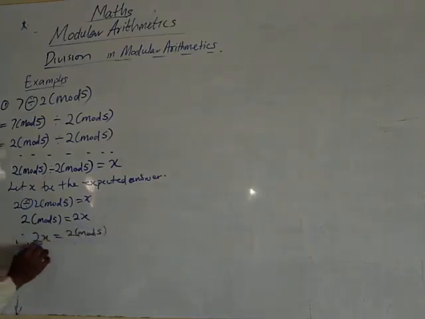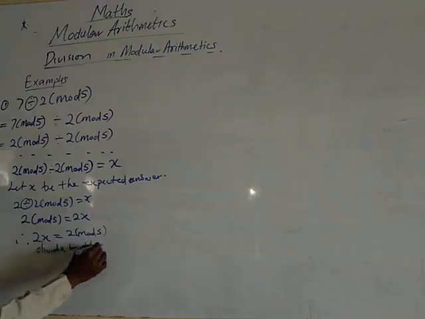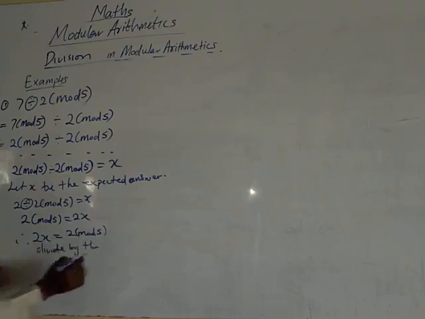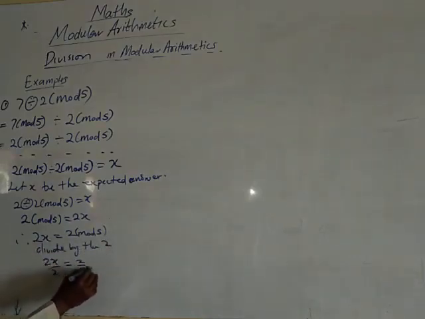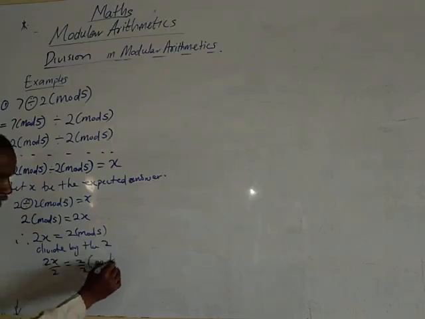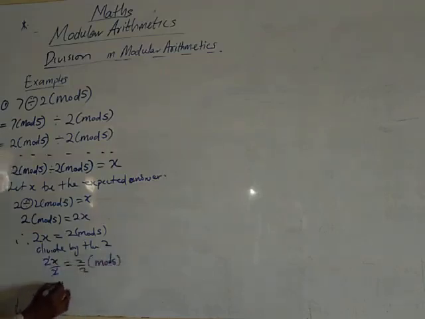So now I can divide both sides by the coefficient of x, which is 2. Now, 2x divided by 2 equals 2 over 2 to mod 5. So 2 cancels 2, we have x. 2 divided by 2, we have 1 mod 5. Which means it would have been possible here, 2 divided by 2, when they can divide each other directly. Okay? Let's take another example and justify that.